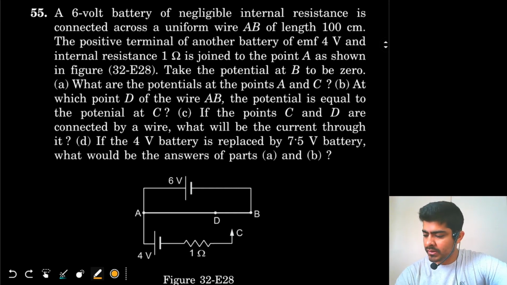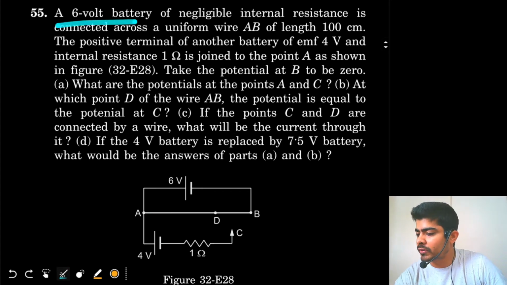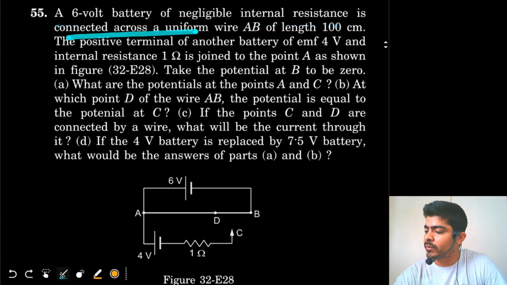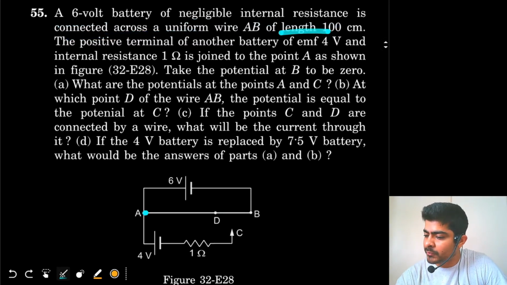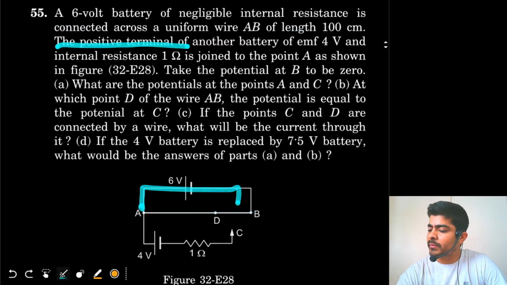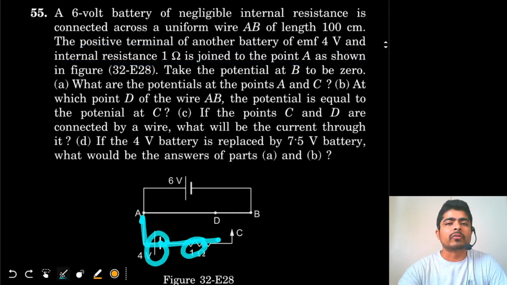Okay, question देखो, this is the question from chapter 32 of H.C. Verma. A 6 volt battery of negligible internal resistance is connected across a uniform wire AB of length 100 centimeter. This is a potentiometer wire AB of length 100 centimeter and there's a 6 volt battery. The positive terminal of another battery of EMF 4 volt and internal resistance 1 ohm is joined to point A. So here we have another battery 4 volt and 1 ohm resistance.